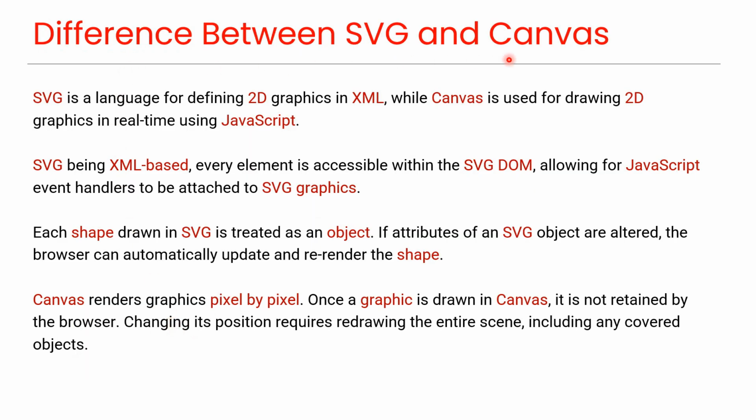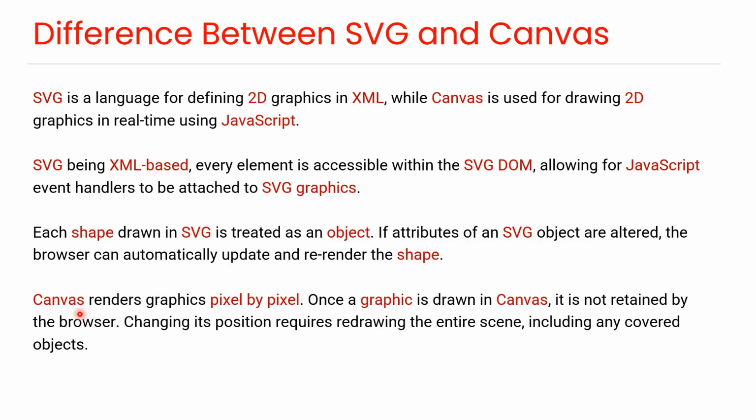Difference between SVG and Canvas. SVG is a language for defining 2D graphics in XML, while Canvas is used for drawing 2D graphics in real time using JavaScript. SVG being XML-based, every element is accessible within the SVG DOM, allowing for JavaScript event handlers to be attached to SVG graphics. Each shape drawn in SVG is treated as an object. If attributes of an SVG object are altered, the browser can automatically update and re-render the shape.